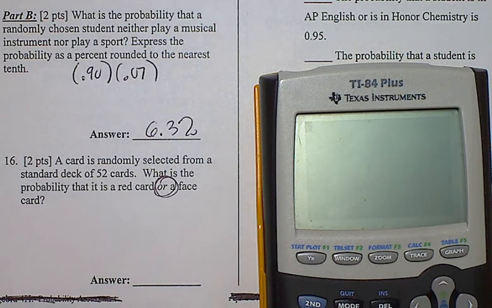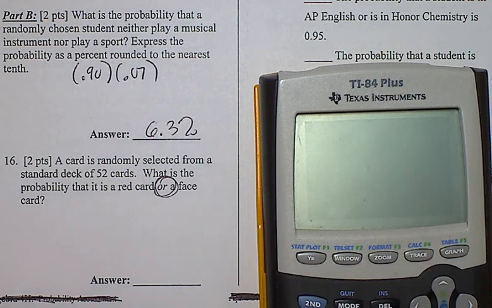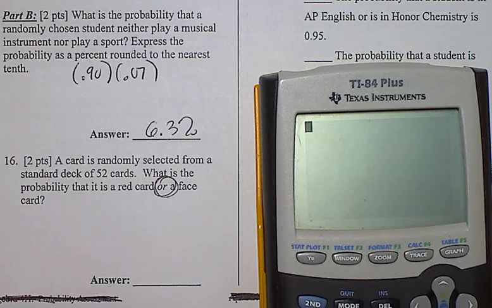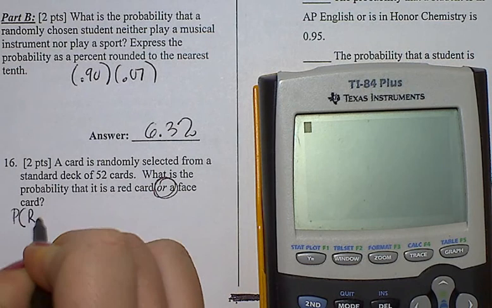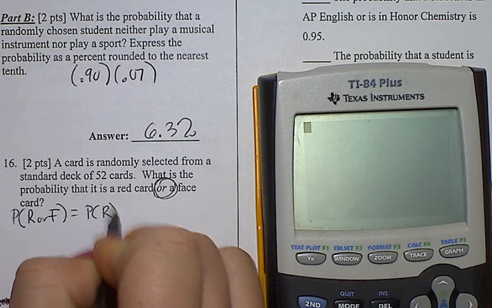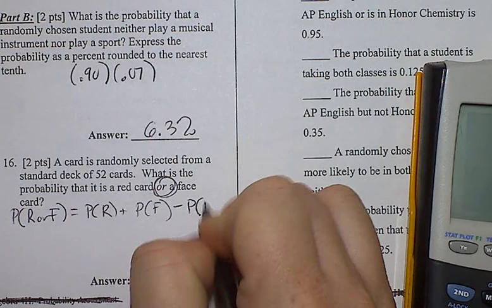So with an or statement, we have to decide, are they overlapping? Because whether they're overlapping or disjointed determines which formula we use. Are there red cards that are also face cards, yes or no? Yes. That means they are overlapping. So when they're overlapping, this is the formula we must use. The probability of red or face card is equal to the probability of red plus the probability of face card, subtract the probability of their intersection.